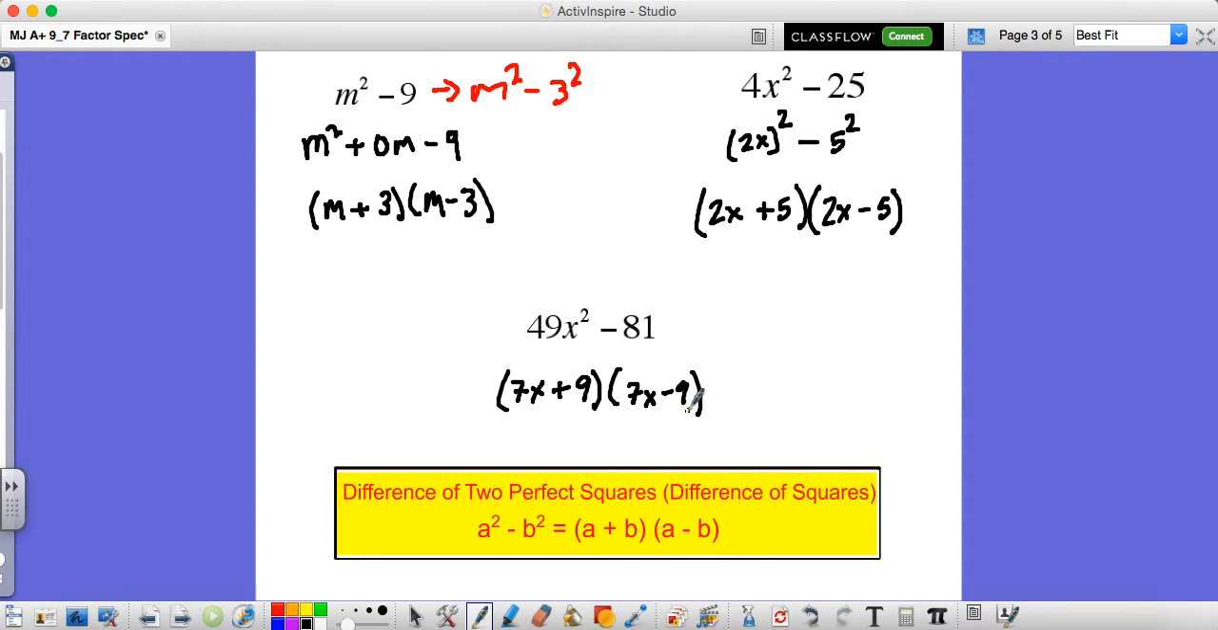And remember, you can always check your work. If you were to FOIL this, you'd get 7x times 7x equals 49x squared. If you take your inside term, you'd get 63x. Outside, you'd get negative 63x, so those would go away, and you'd be left with minus 81. This is a very, very nice shortcut, this difference of squares, that you will see very often.